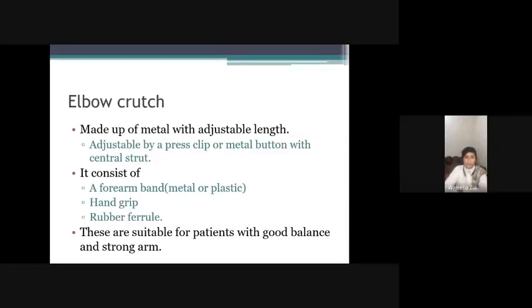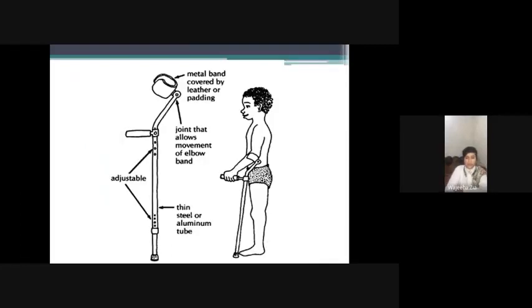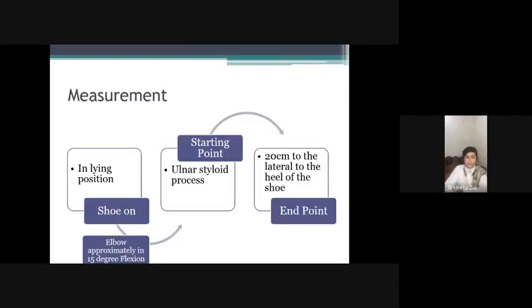The next one is elbow crutches. They are for patients who have very good balance and strong arms and require little assistance. It consists of 3 parts: the metal curve, the hand grip, and the rubber ferrule for friction. The length is also adjustable with the help of the central strut. You can see the different parts in these diagrams. The measurement is taken from the ulnar styloid process to 20 centimeters lateral to the heel of the shoe. The elbow must be in 15 degrees of flexion.